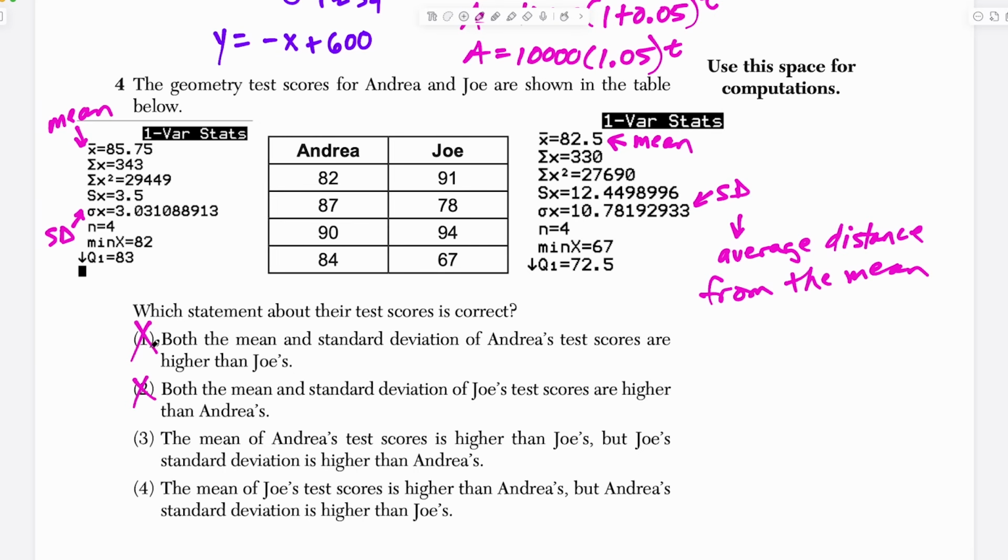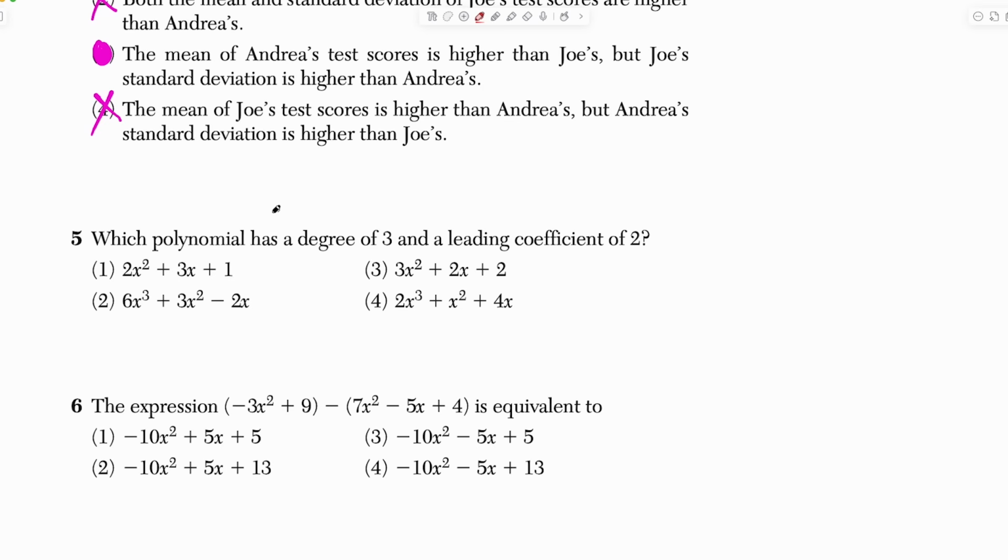That's not true. Andrea has a higher average than Joe. So this one, 2, is not true. The mean of Andrea's test scores is higher than Joe's, but Joe's standard deviation is higher than Andrea's. That is the one, okay? We could see that Andrea's average is higher, but the standard deviation for Joe is higher. And then here we have the mean of Joe's test scores is higher. That one is right away not true. Definitely 3.